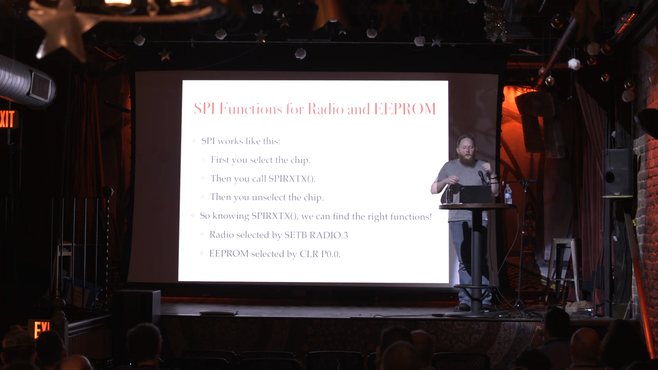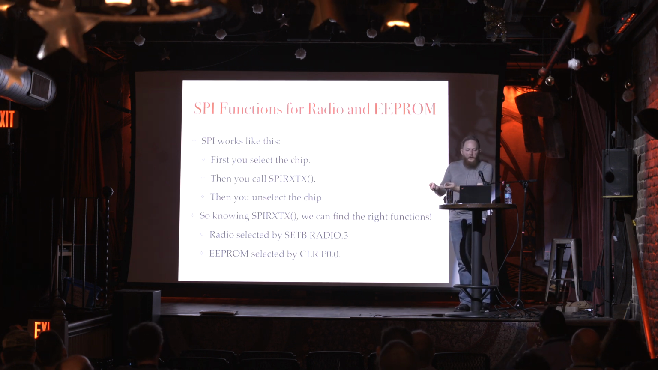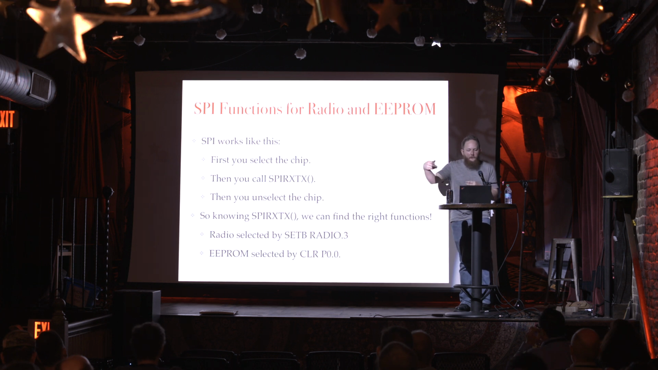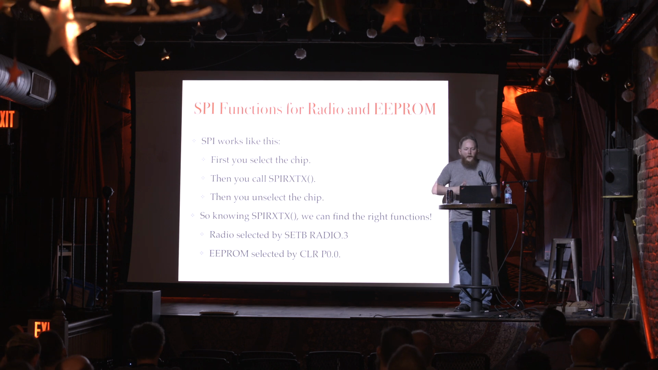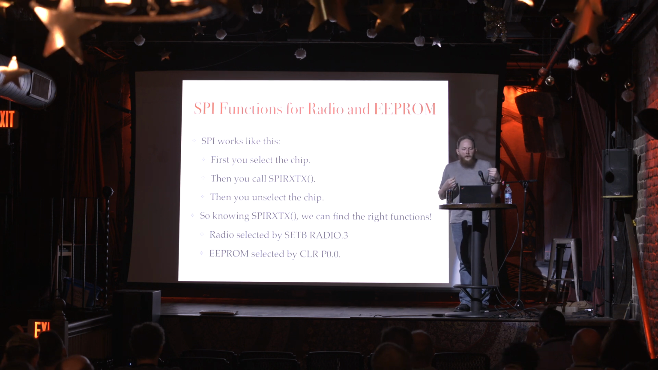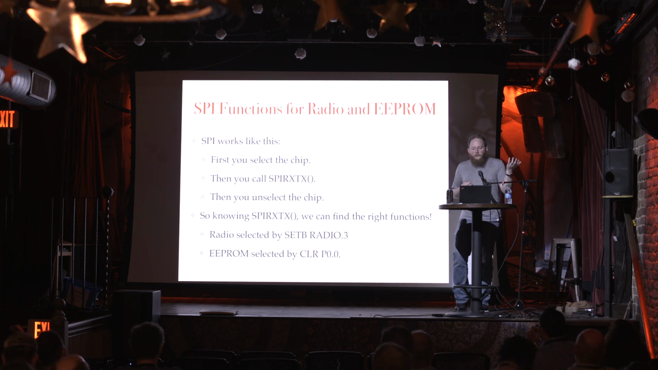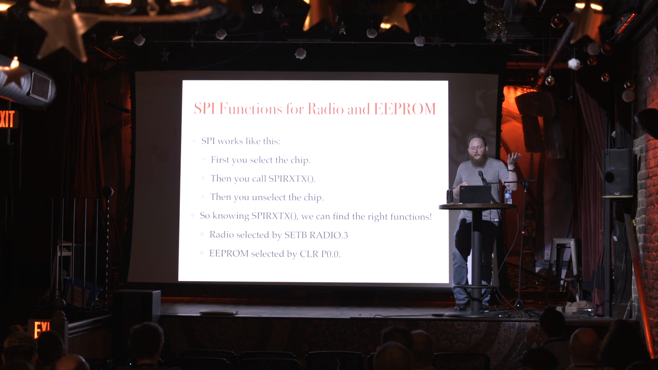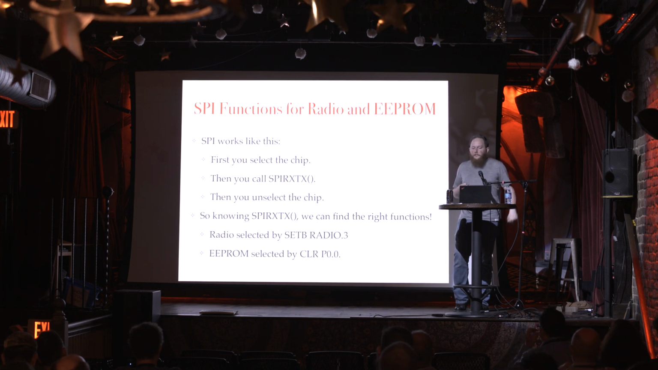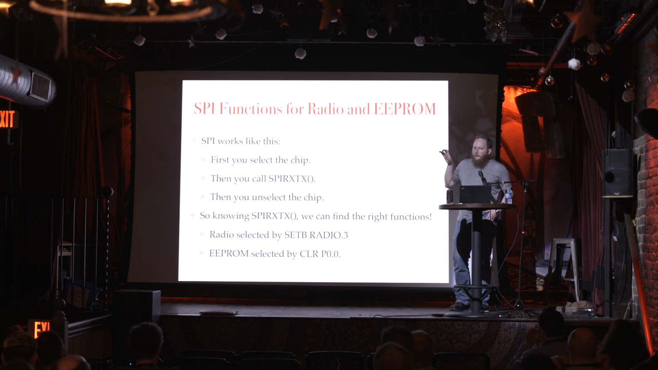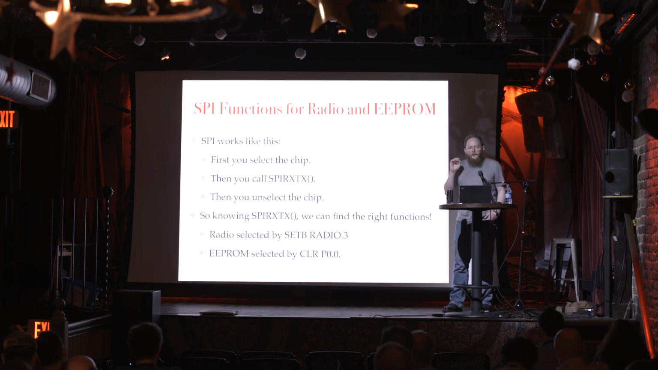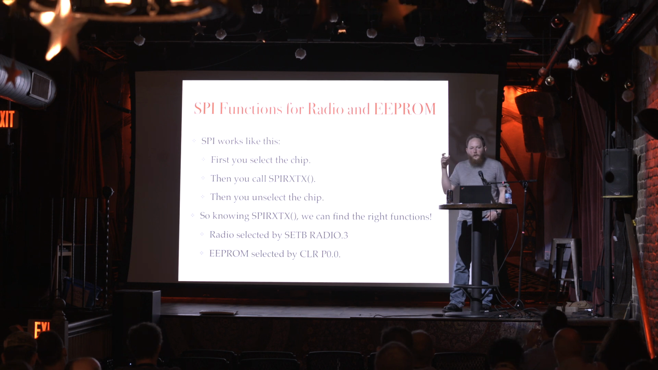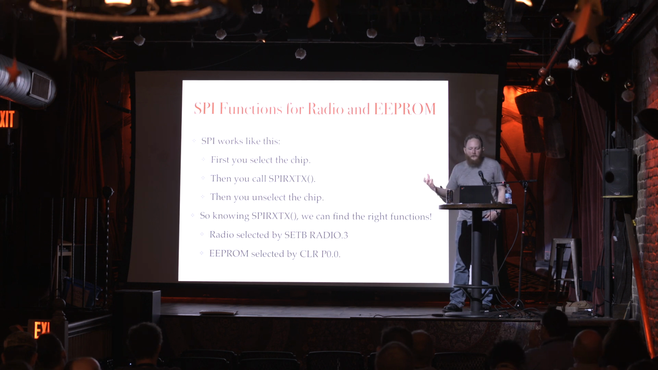So the way that SPI works is that first you select the chip, and then you call the SPI receive transmit function a bunch, like for every byte in the buffer that you want to exchange. And then you unselect the chip. So knowing the function that actually transmits the bytes, we can then begin looking for the instructions that select the radio. And these are documented in the data sheet for the Nordic RF system on chip device.